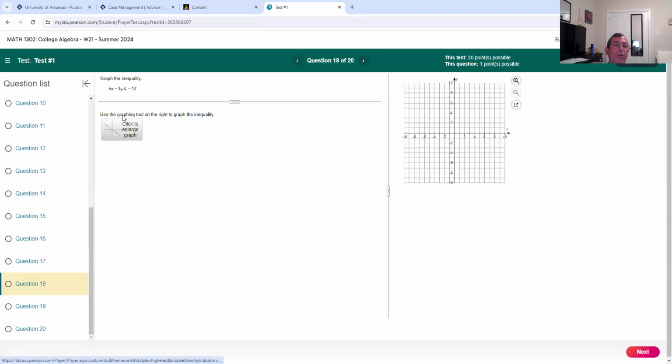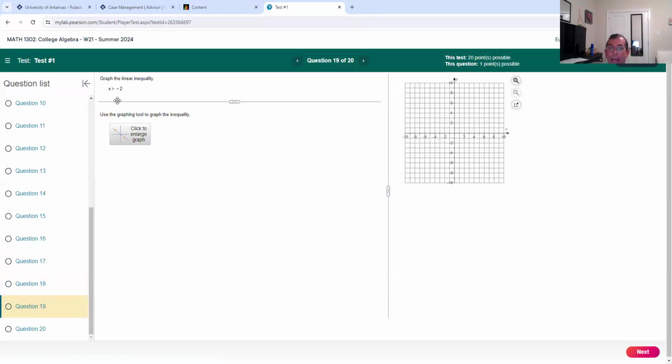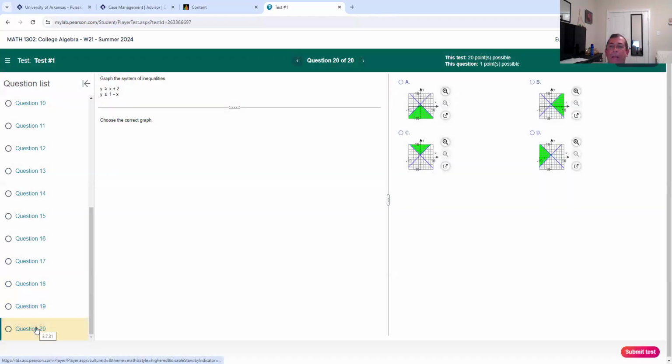So 18 will be one of those inequalities where you've got to flip it, remember, because you've got a -3 in front of the y. This one's x is greater than -2, and then y'all, the last one should be the system. D. And I'd probably pick D on that one.